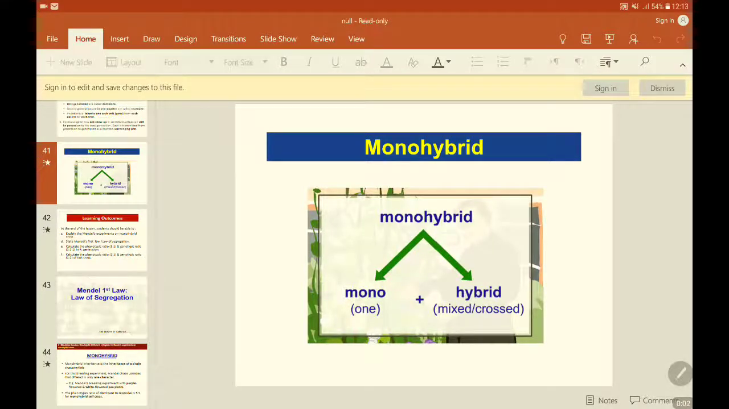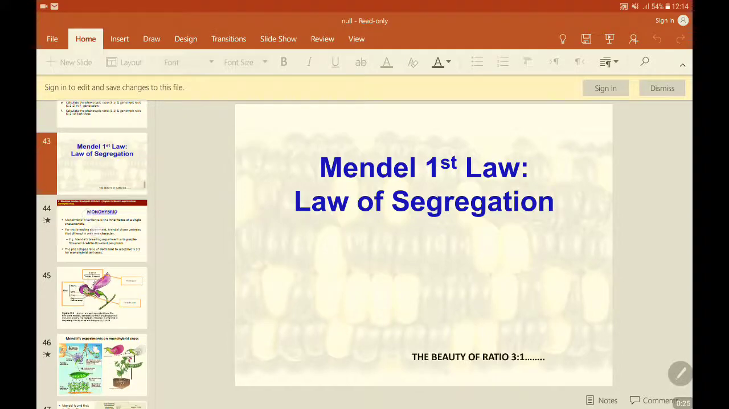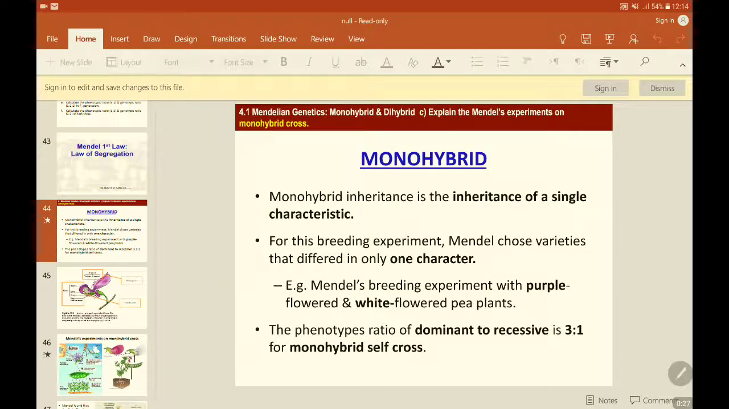Okay, so now we continue with the monohybrid cross. Mono means one, okay? One characteristic, one cross, one gene that shows the cross. So monohybrid cross always relates to Mendel's first law. Mendel's first law is also known as the law of segregation. Okay, so monohybrid cross is the inheritance of one single characteristic.